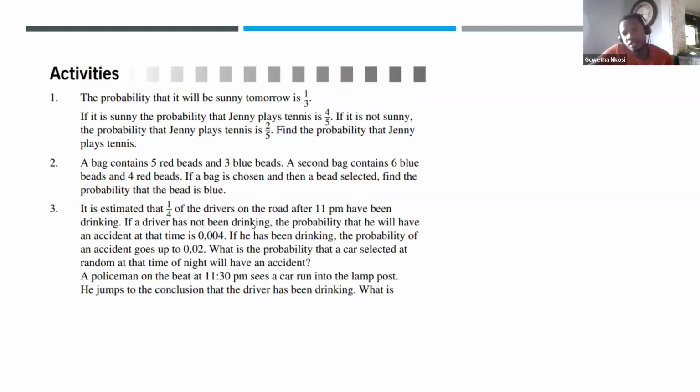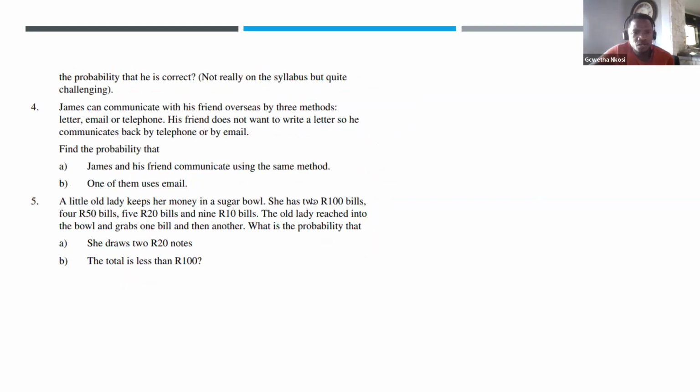Here are the activities that you will have to do, because for the interest of time, we won't do them now. You will do them on your own when we send the slides.